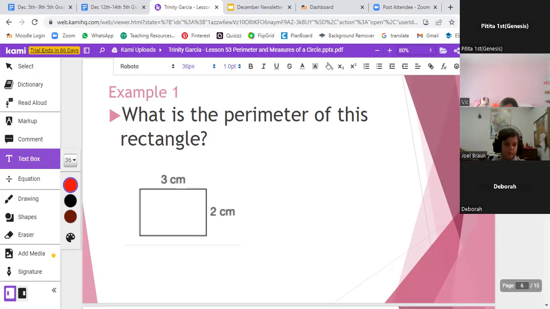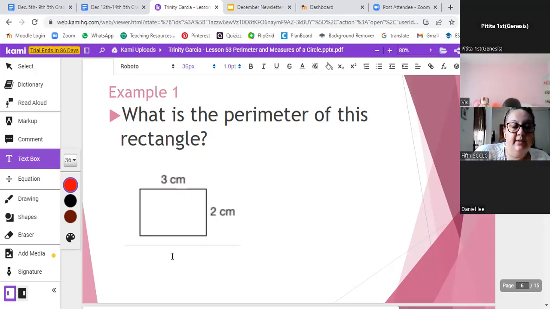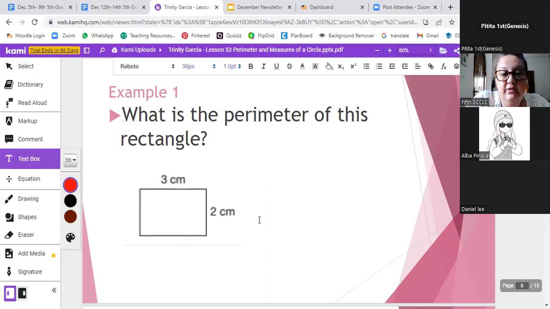I think it's... You think it's what? I couldn't hear you, sorry. 10. Good, 10 centimeters, right? Because 3 times 2 is 6 and 2 times 2 is 4. And we add those together and we get 10 centimeters. Very good.